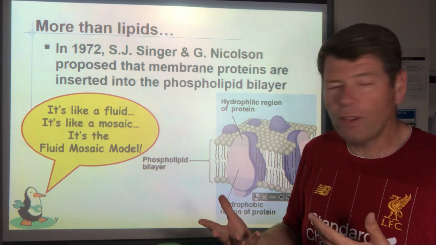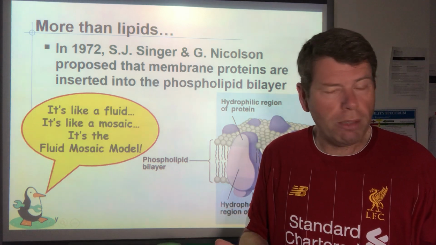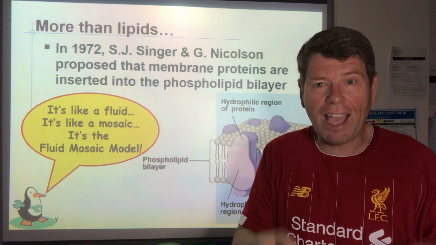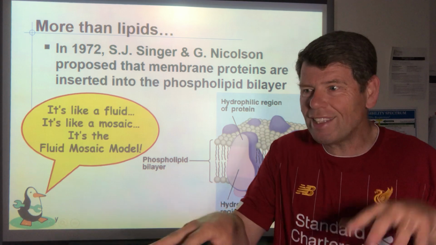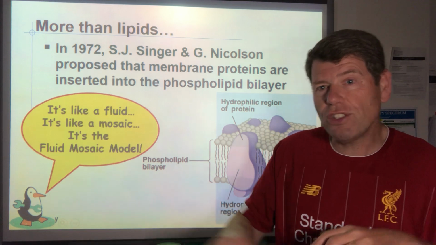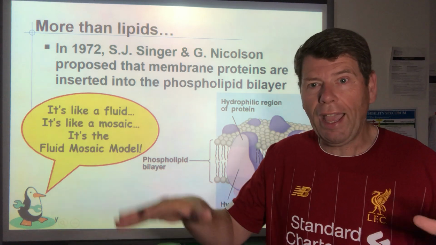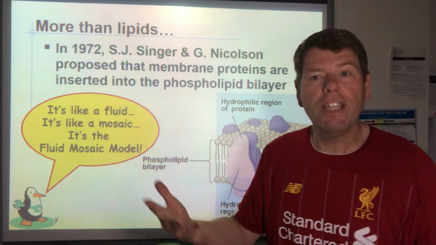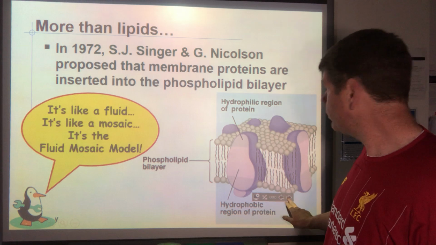Because if you had a floor tile mosaic, it wouldn't be like a checkerboard, like a really set pattern. You'd have some black ones here and there. And then imagine that everything is fluid and bendy and in motion. You have the fluid mosaic model.